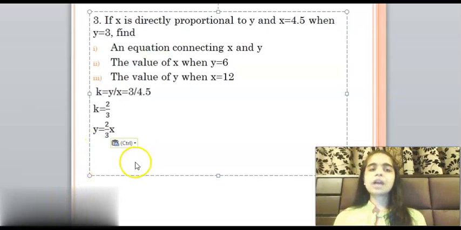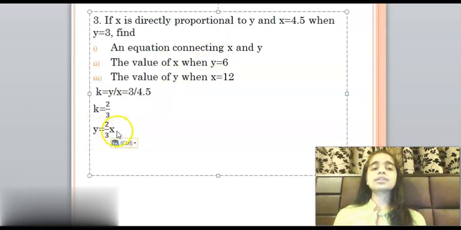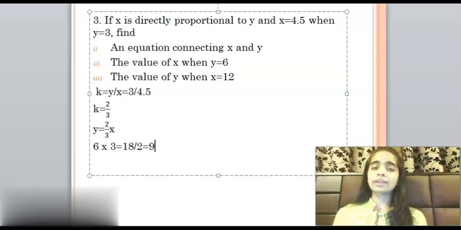Now let's look at part 2. The value of x when y is equal to 6. So now they've given us the value of y and they want us to find the value of x. So 6 is the value of y. How will we find the value of x? When we do 6, this 3 is dividing over here, so it will multiply over there. So 6 multiplied by 3, which is 18, and then 18 divided by 2, which is 9. So the value of x is 9. That means x is equal to 9.